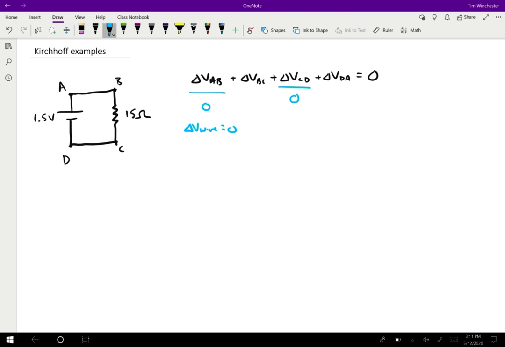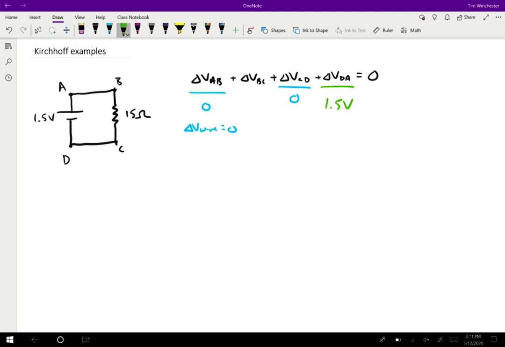Okay, so the delta V from D to A is going to be 1.5 volts. That's what a battery does. So we know what the potential difference is because we know what the EMF of the battery is, 1.5 volts. Okay, so that one's easy.